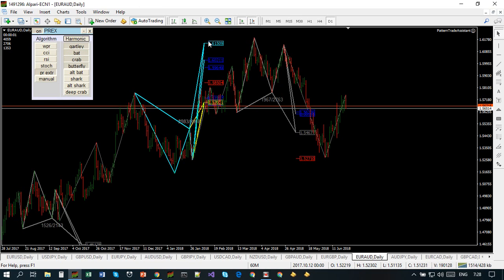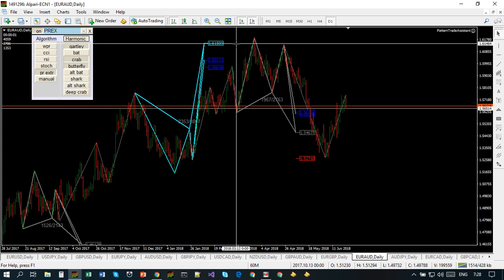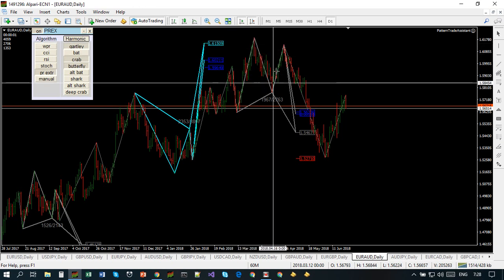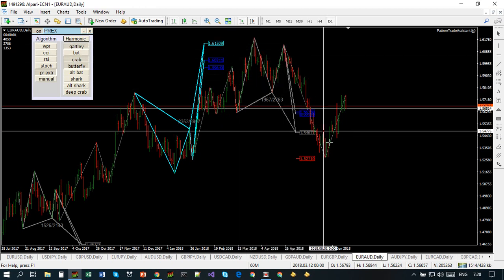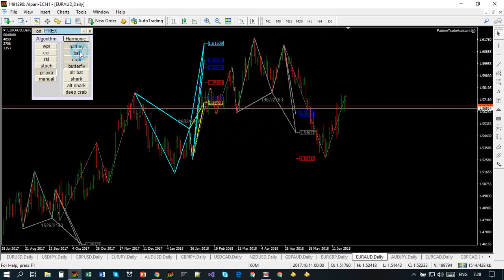And also we had this wonderful crab pattern. You see, if I delete this bat, the crab acted wonderful. After this rejection candle, we had a decline, second touch, and further decline. Yes, in the majority of cases, this crab pattern is formed after these bats or gartleys have failed.